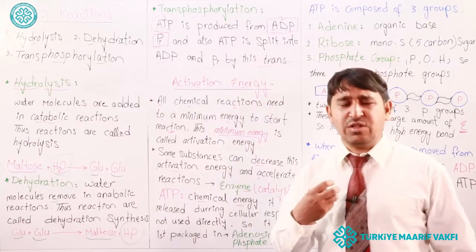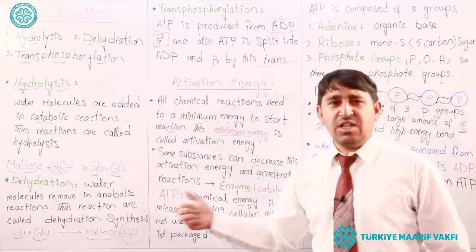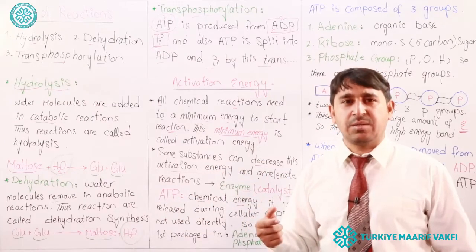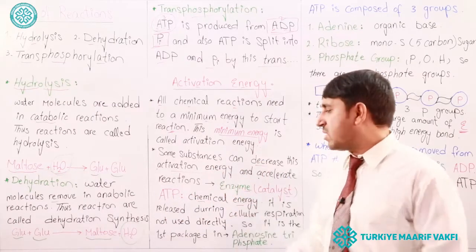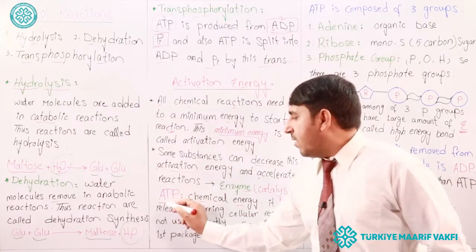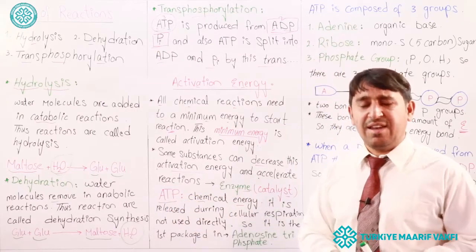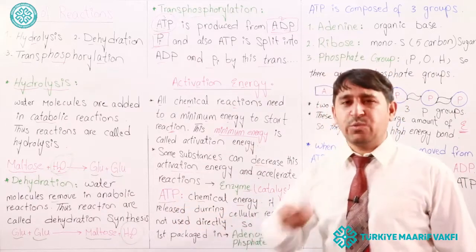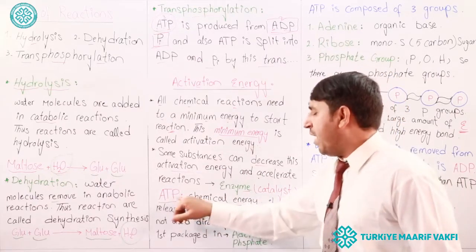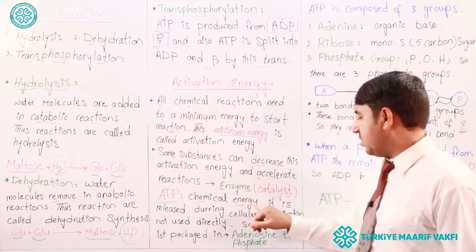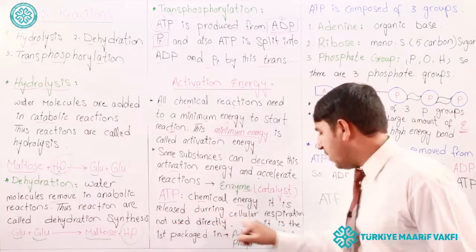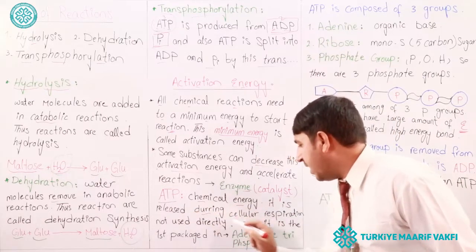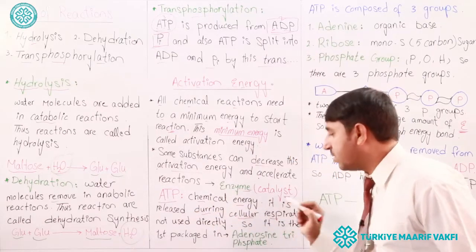And it is stored in the foods. When we eat foods, this energy is going to our cells. In cells, we have cellular respiration. At the end of the cellular respiration, the ATP energy is released from the foods which we eat. Now, ATP is a type of chemical energy. It is released during the cellular respiration.